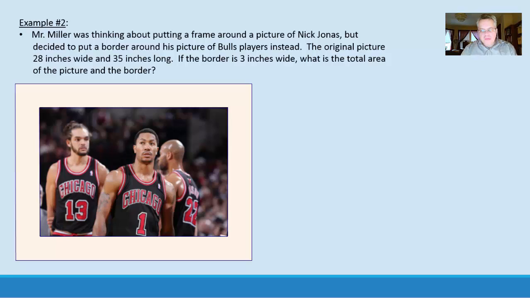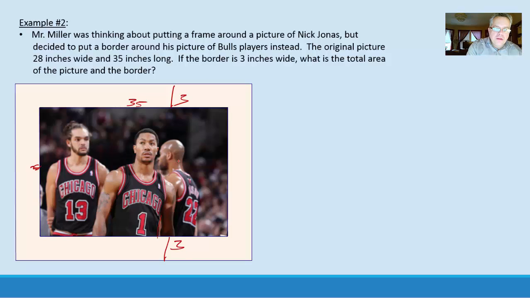All right, next one. So here's another example of this. Suppose Mr. Miller, me, was thinking about putting a frame around a picture of Nick Jonas, but decided instead to put a border around a picture of Bulls players instead. The original picture is 28 inches wide and 35 inches long. So let me label those. So the original over here is 28, and this is 35. Okay, that's the original picture. Now we add a 3-inch border all the way around. So 3 inches this way, 3 inches that way.